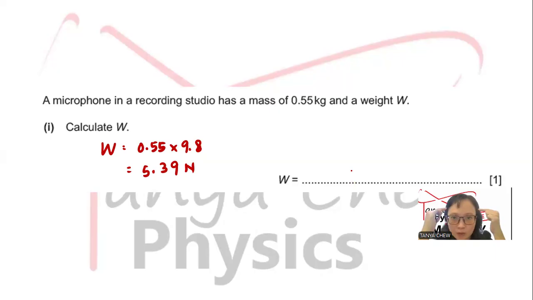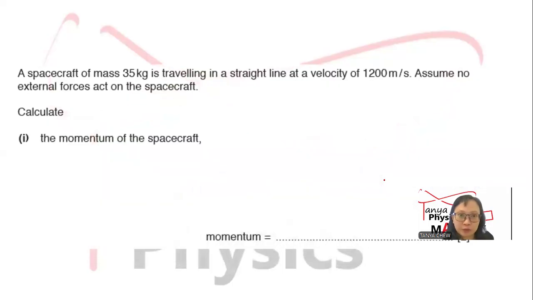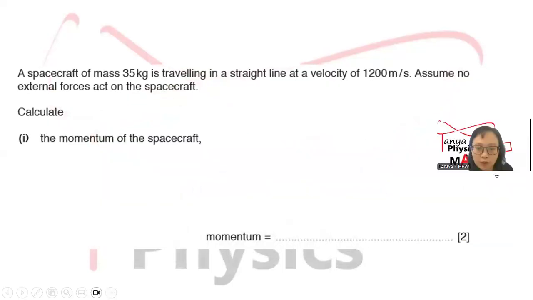Whenever you write down your final answer in the space provided here, you need to bear this in mind as well. Before you fill in the space given here, you need to make sure that your final answers are rounded off to minimum 2 significant figures, maximum 3 significant figures. So you can put 5.4 Newton or 5.39 Newton in order for you to get that 1 mark. And make sure that the unit is correct as well in order for you to get that 1 mark, right?